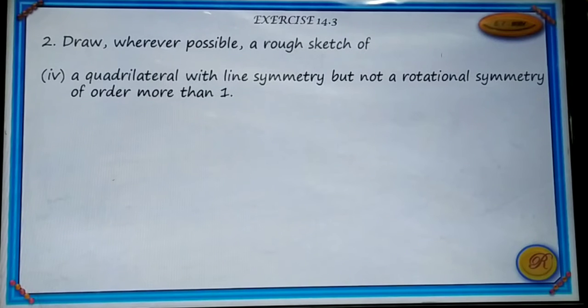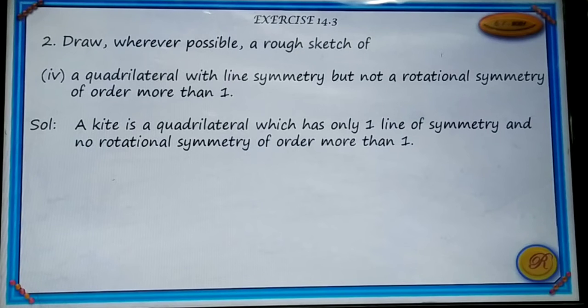Fourth one, a quadrilateral with line symmetry but not a rotational symmetry of order more than 1. Solution. A kite is a quadrilateral which has only one line of symmetry and no rotational symmetry of order more than 1 as shown in figure.